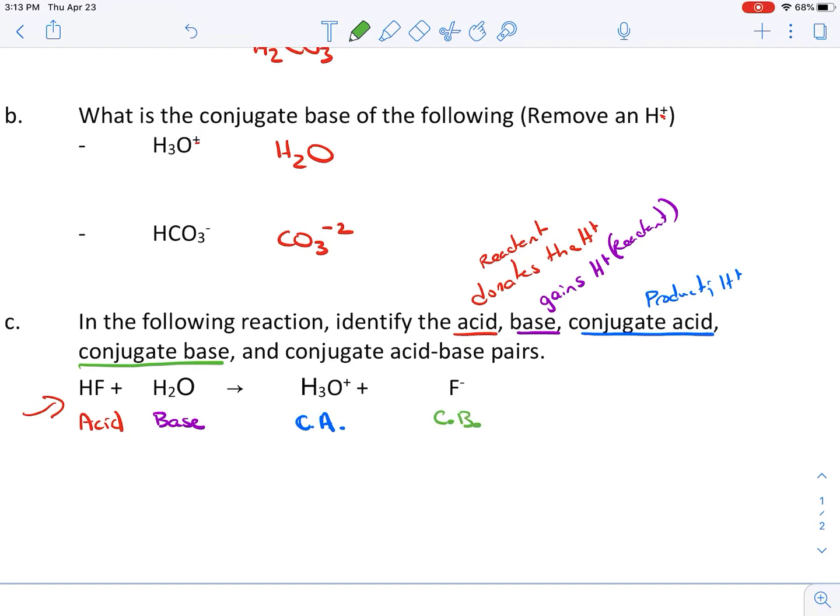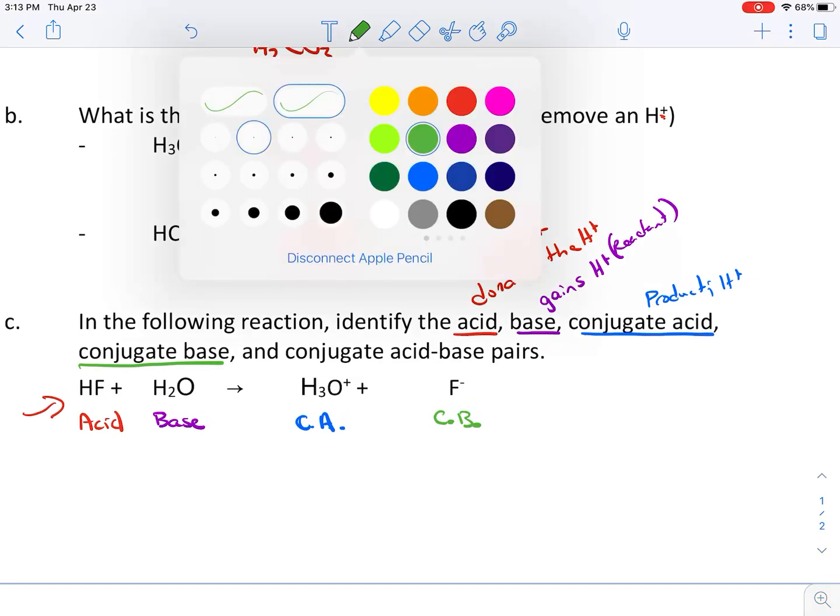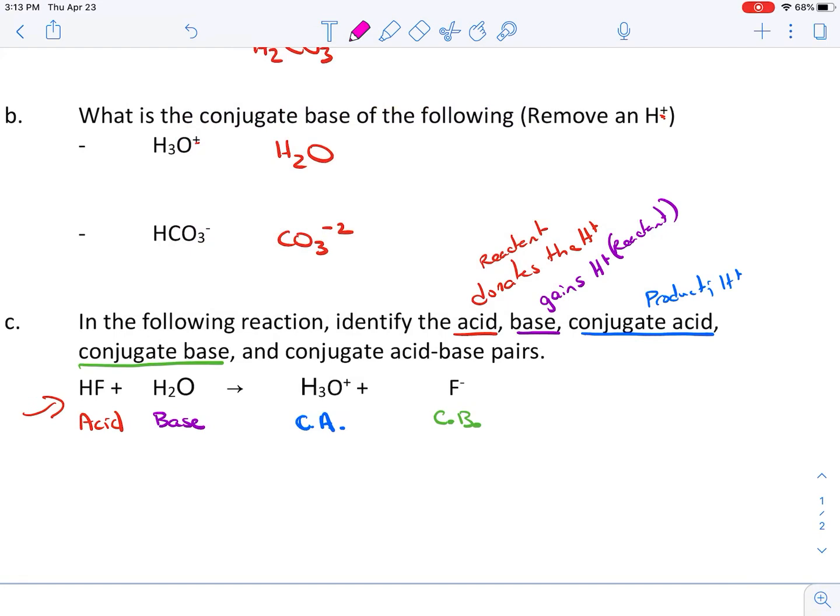And the last part there, the conjugate acid-base pairs, let's put that one in pink. The acid goes with the conjugate base, and the base goes with the conjugate acid. That's a conjugate acid-base pair. All right? I hope that makes sense.